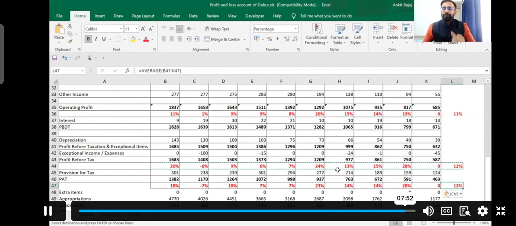So this will help you to compare your several years of data and it will help you to analyze or to judge whether to invest in that company or not. So in the next lecture we will be discussing horizontal analysis.